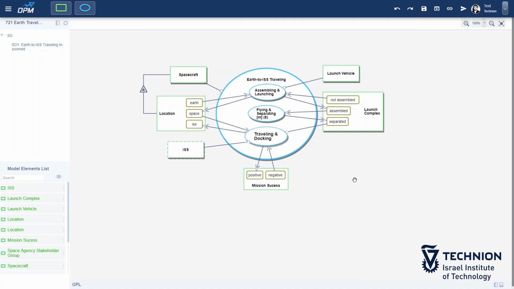Lastly, traveling and docking requires the ISS itself, since this is where your spacecraft needs to dock. Traveling and docking is expected to take 48 hours. Let us add this.